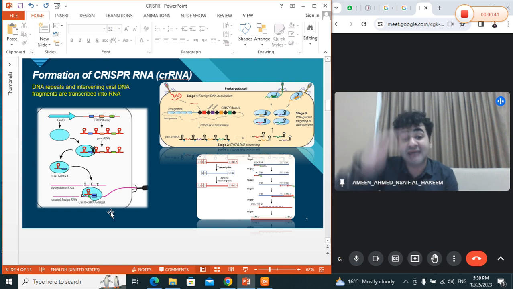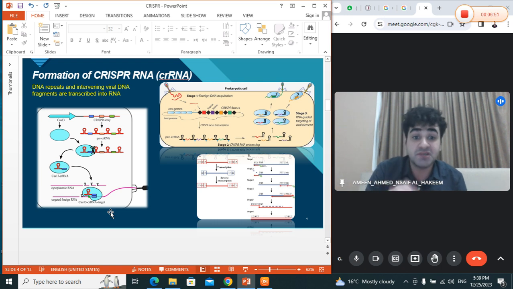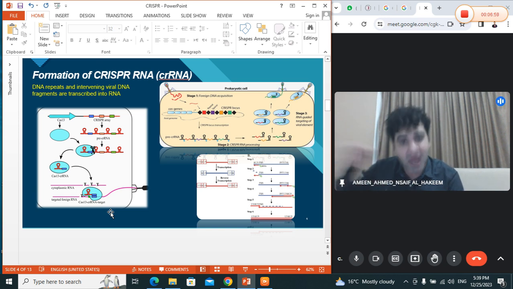This has a few more steps to talk about, because it has transcription and a procedure for the formation of crRNA, and processing into mature crRNA. The CRISPR region is a bacterial genome region containing repetitive DNA sequences interspersed with short spacer sequences, which are derived from past invaders, as we spoke about, and transcribed.